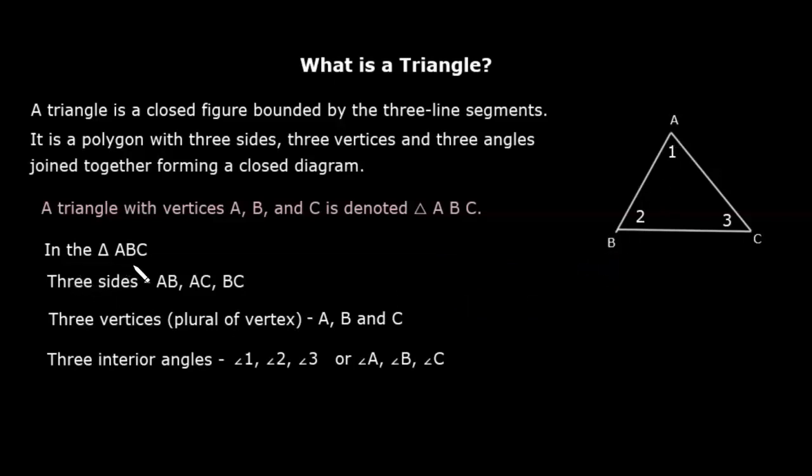So in triangle ABC, three sides are AB, AC, BC, and three vertices. Vertices is a plural of vertex, that is corner. There are three corner points A, B, C. Then there are three interior angles, angle 1, angle 2, and angle 3, or we can write angle A, angle B, angle C. So triangle is a polygon with three sides, three vertices, and three angles.